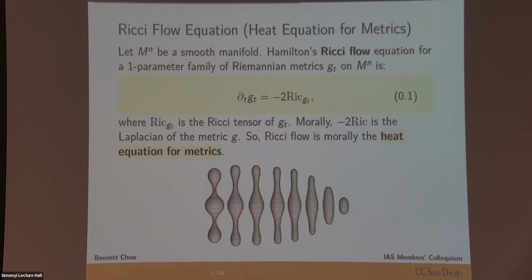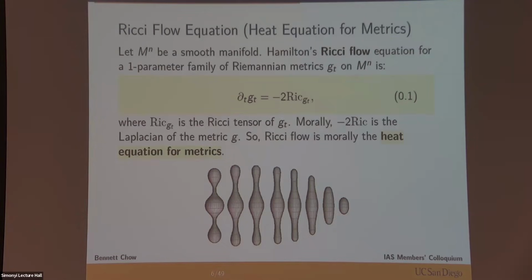Okay, so we can think of the Ricci tensor as the Laplacian of the metric. From that point of view, Hamilton's Ricci flow is the following: we have a one-parameter family of metrics, denoted g sub t, and its time derivative is -2 times the Ricci tensor. This makes sense because the Ricci tensor is of the same type as the metric. Then you can start with an initial metric g_0 and try to flow.